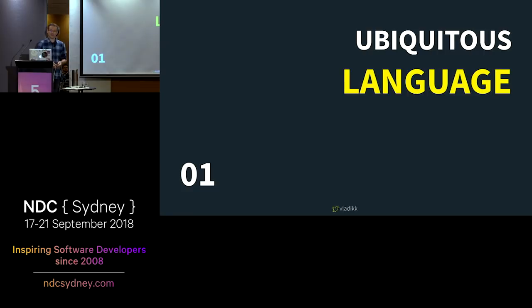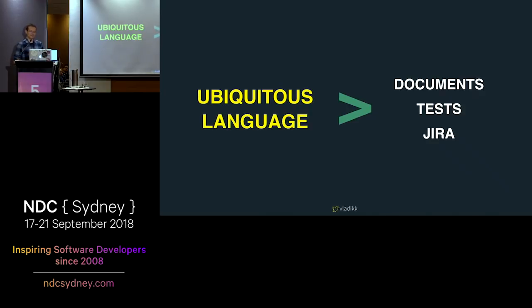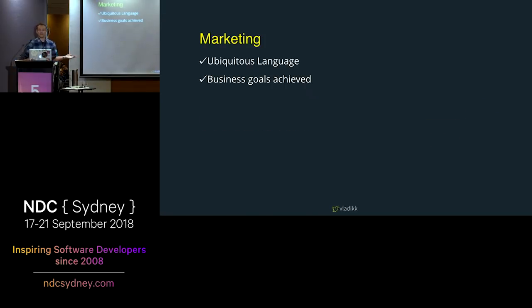First and foremost, the ubiquitous language. For me, ubiquitous language is the most important part of domain-driven design. This is the core domain of DDD. The ability to speak the same language with domain experts proved to be indispensable for us. It turned out to be a much more effective way to share knowledge than documents, tests, and even Jira. And more than that, the ability to hold a conversation with domain experts, for us, was a major predictor of project success, like in our marketing context.